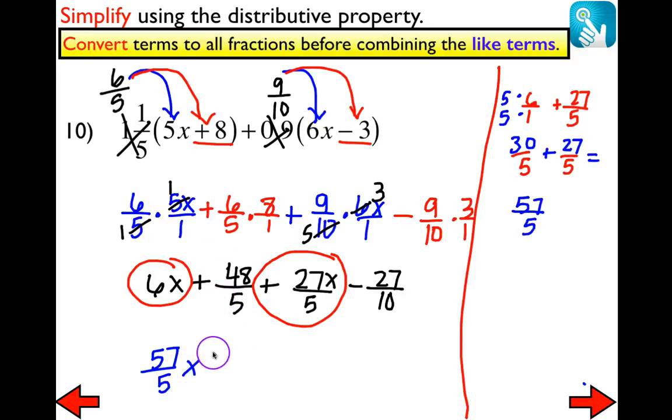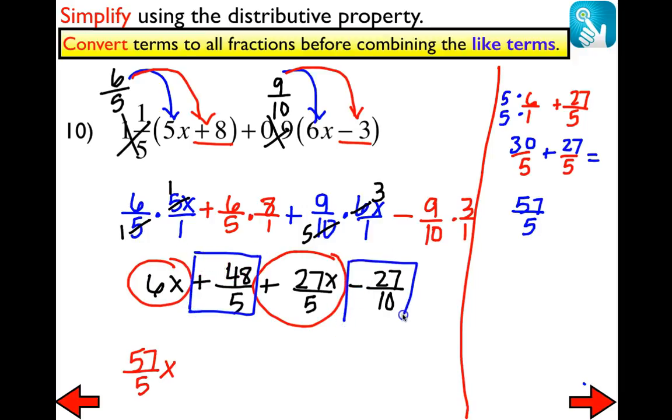So now, actually let me change this color into red so that I can color coordinate. 57/5 x. Perfect. Now I'm going to go ahead and combine a positive 48/5 with a negative 27/10. So I'm going to show my work. 48/5 minus 27/10, where 10 is my lowest common denominator. I'm going to have to change this numerator right here by 2.